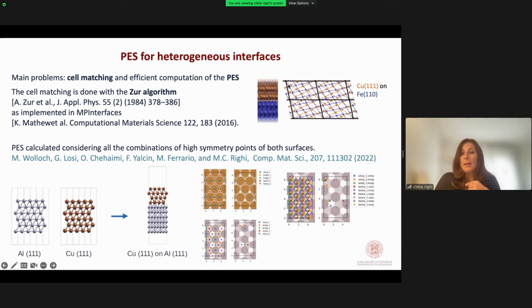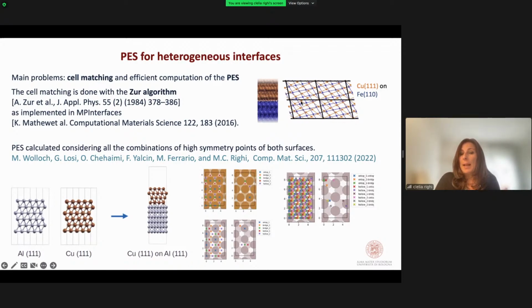And this algorithm allows to identify the common supercell to the two different lattices once a threshold value for the mismatch is provided. So in our workflow, we select a threshold value for the acceptable mismatch, and then the Zur algorithm automatically identifies the minimum supercell, in-plane area, that can accommodate the two lattices with that given mismatch threshold.